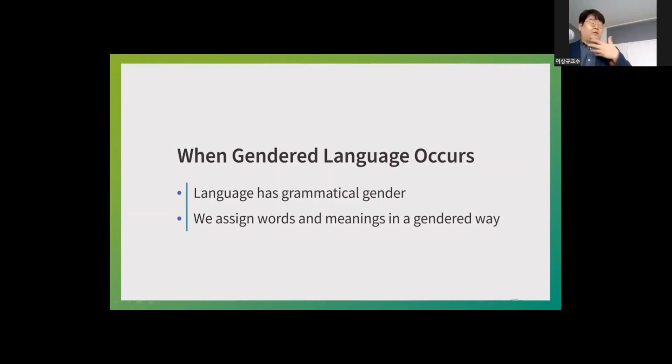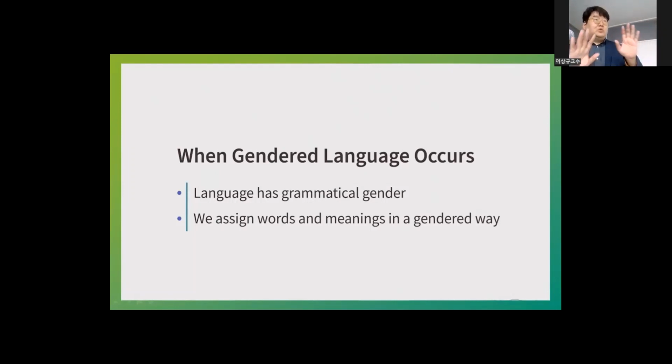the language has grammatical gender, right? In English, what we're studying in school, take English for example. Even though English does not have gendered nouns, English speakers often use language in a gendered way. We tend to use words as stereotypically feminine or masculine.